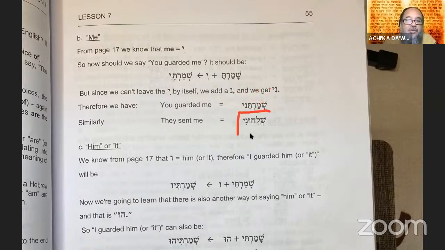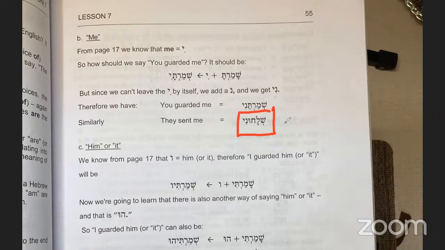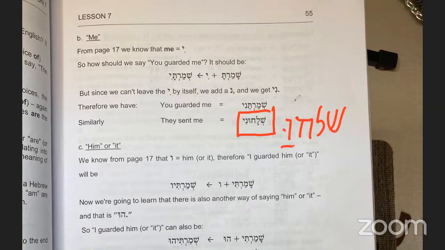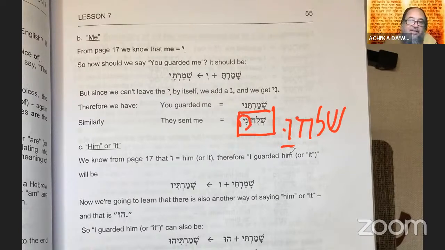What's our root in this word right here? Shalak. The shin. Shalak. There it is. So that means to send. And then the u on the end, remember what our u means? They. And then the ni is what? Me. So they sent me. Past tense. See, just another puzzle.